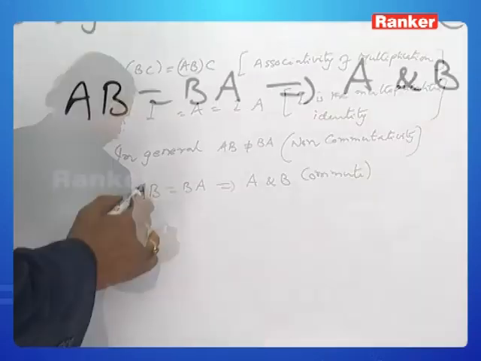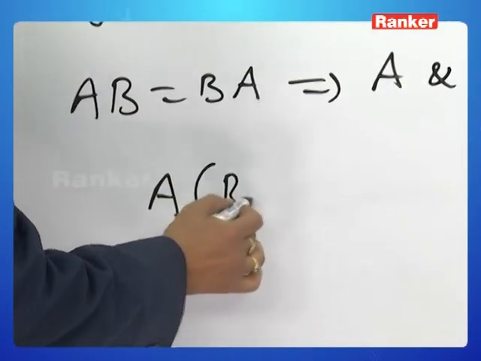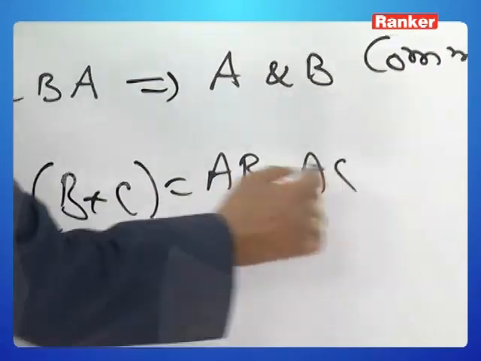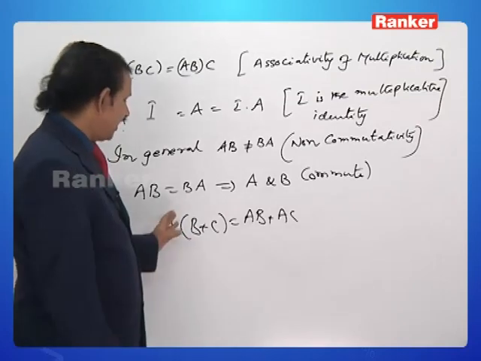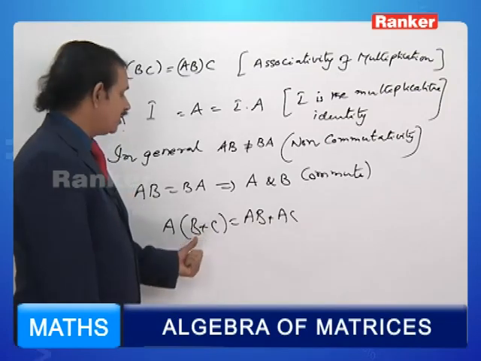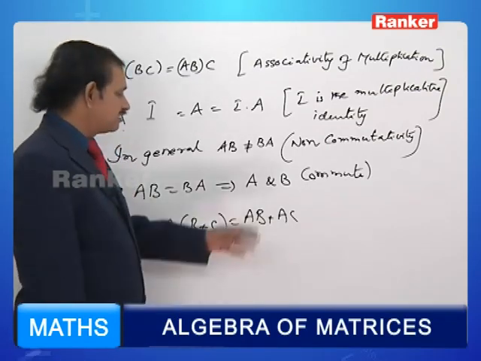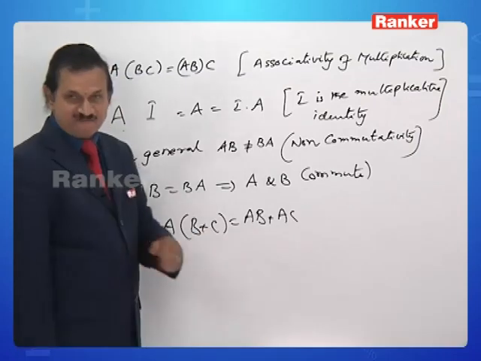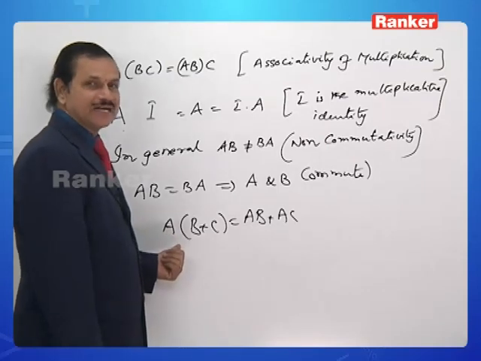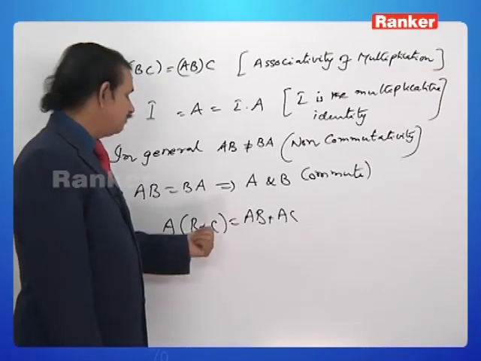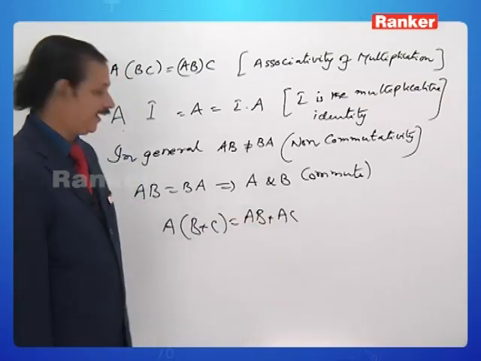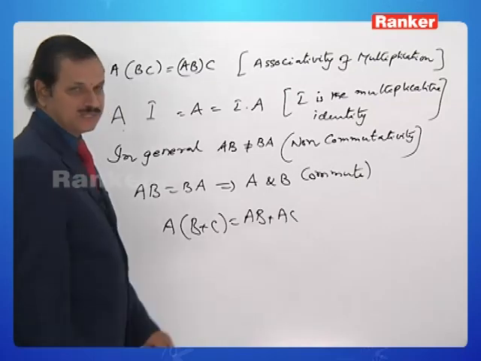One more property, A into B plus C is equal to AB plus AC, provided both AB and B plus C are defined. B plus C is defined. What does it mean? B and C are of the same type. AB is defined. What does it mean? A and B are conformable for multiplication. If A is an m by n matrix, then B must be n by p. Similarly, C must also be n by p, so that AB and AC can be defined also.